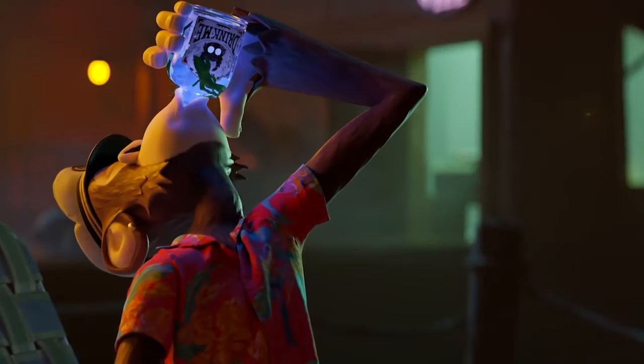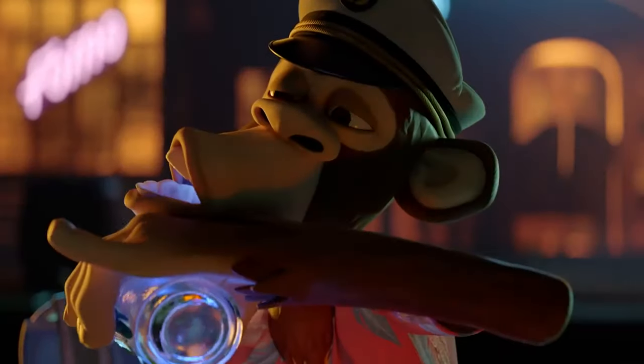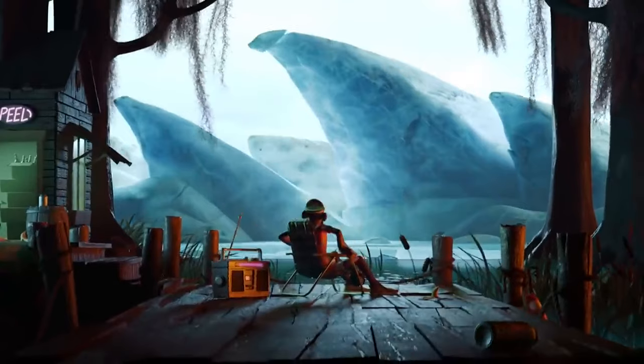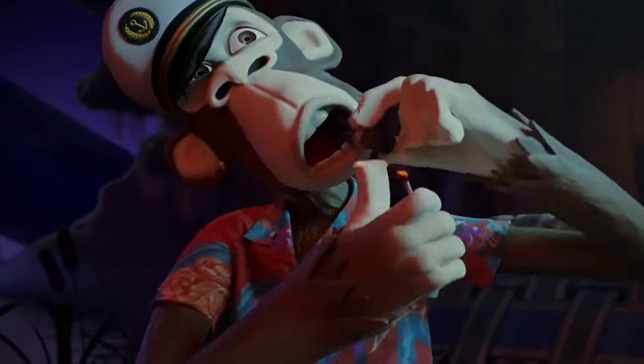Right, that being said, Token Metrics puts the fundamental grade of this coin at 43%. The valuation grade at 4.5%. So definitely not a coin that the AI of Token Metrics wants to invest in. It's not a coin that I want to invest in. It's not an ecosystem I like.